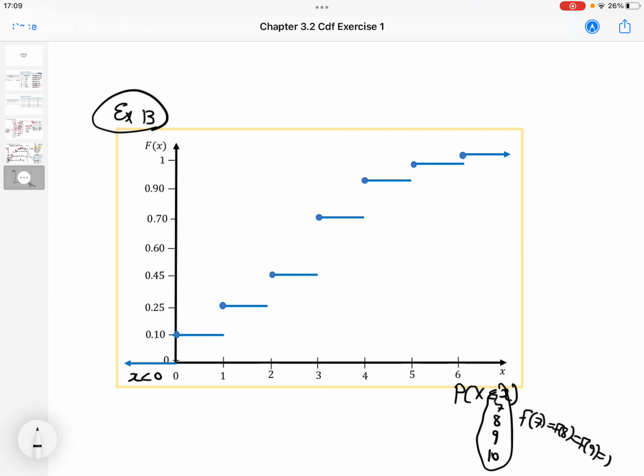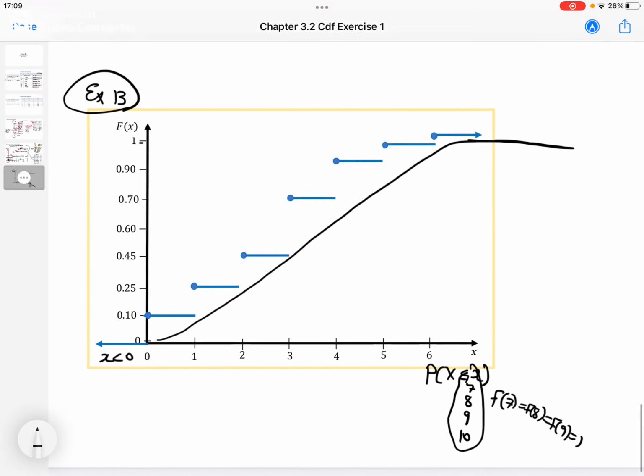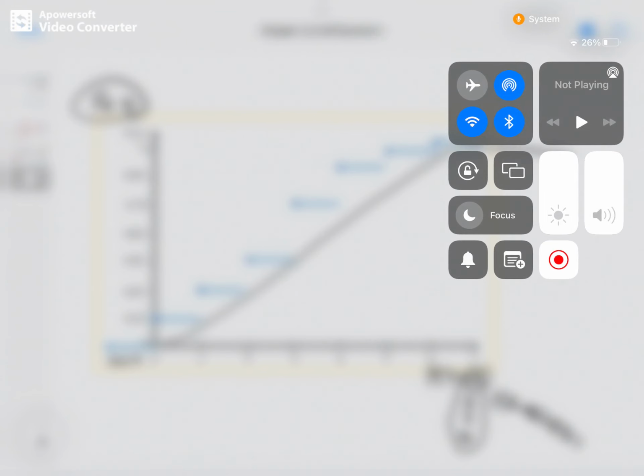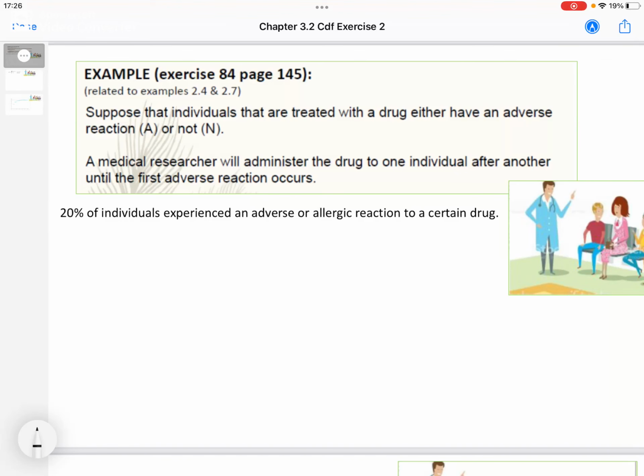Alright, so we see that also from the step function, we see that our CDF is a non-decreasing function. It's actually increasing, and it will asymptotically converge to probability of 1. Alright, make sense? Good.